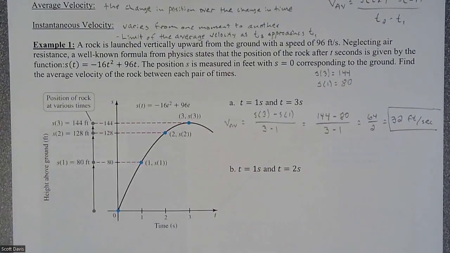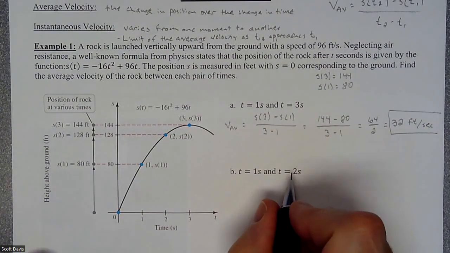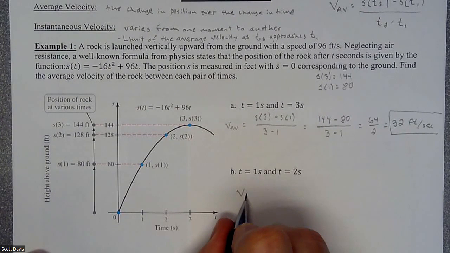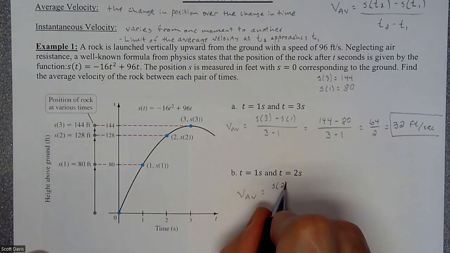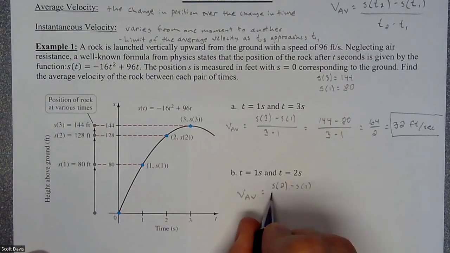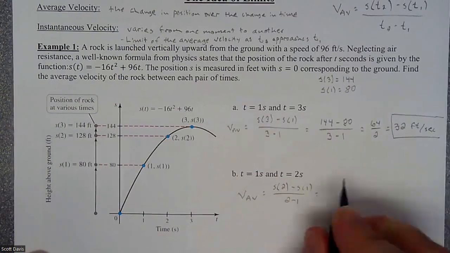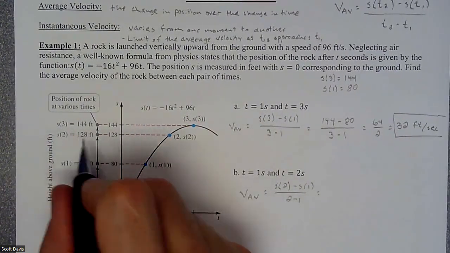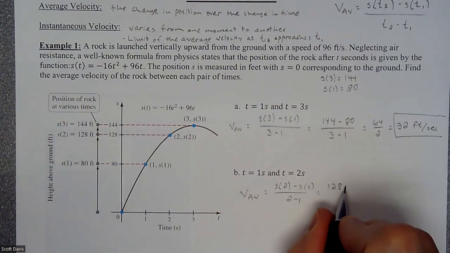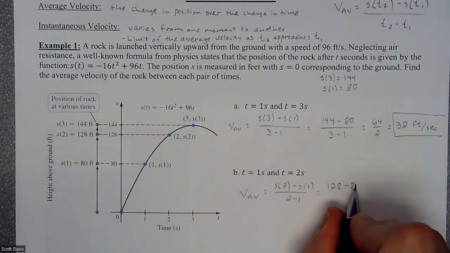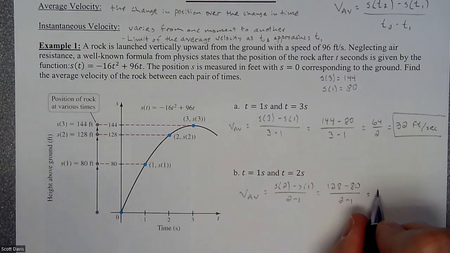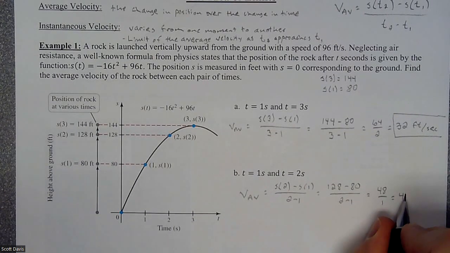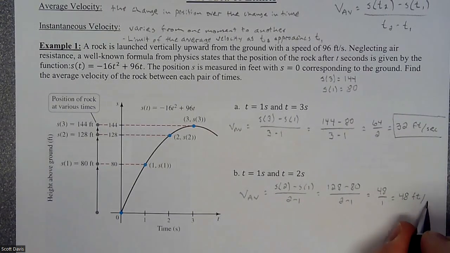And is it any different if we go to 2 seconds? Sure, again, we're talking about an average velocity, so given a different period of time, our average is probably going to be different. This would be S of 2 minus S of 1 divided by 2 minus 1. S of 2 is right here at 128. Back to subtracting 80, divided by 2 minus 1. So that's going to get us 48 over 1, or 48 feet per second.